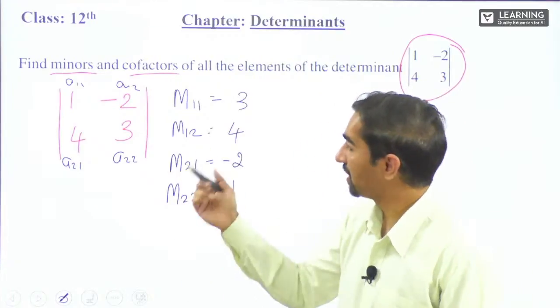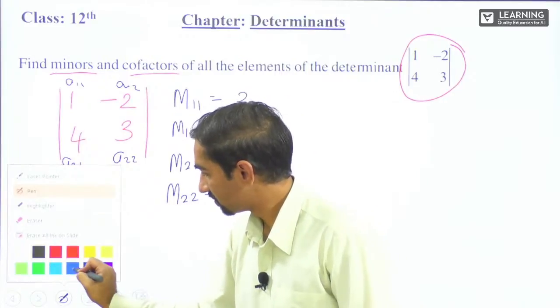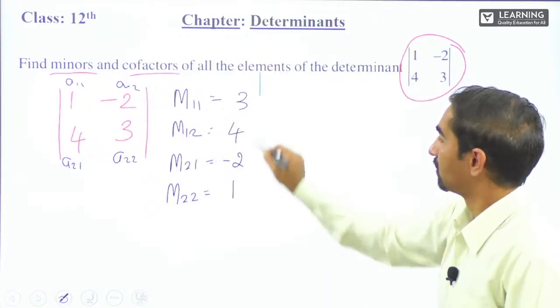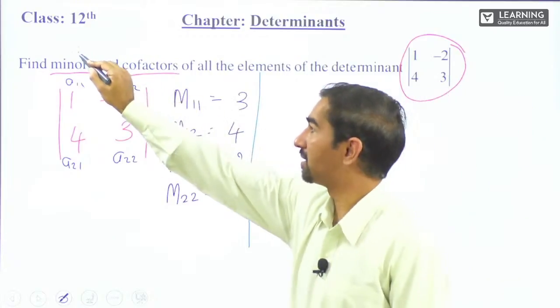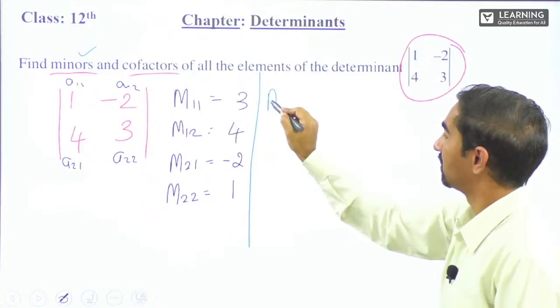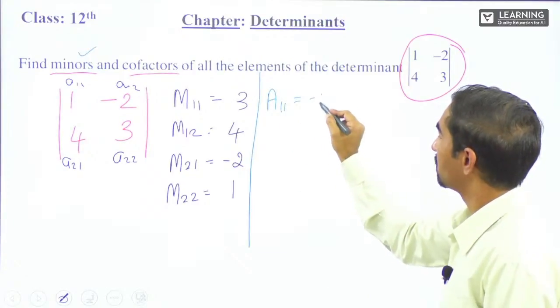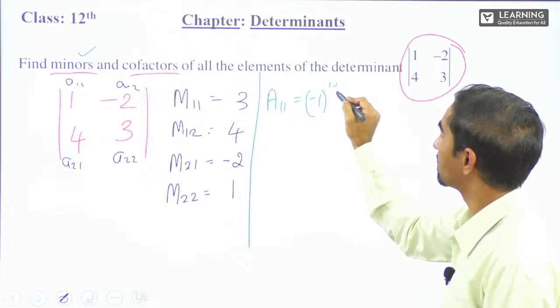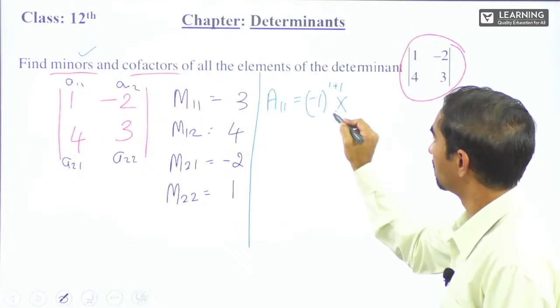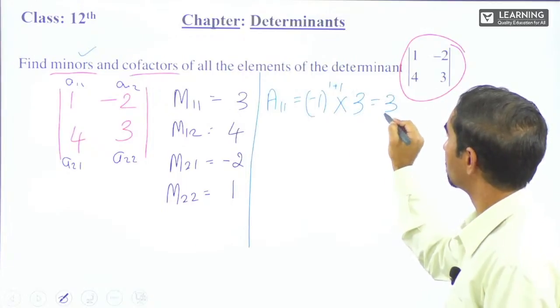Correct? Now we'll find out the cofactors. We'll change the color here again. Okay, so these are the minors. Minors are done. Now we'll start with the cofactors. So cofactor of A11 equals minus 1 whole to the power of 1 plus 1 into, what is M11? 3. So this is becoming equal to 3.